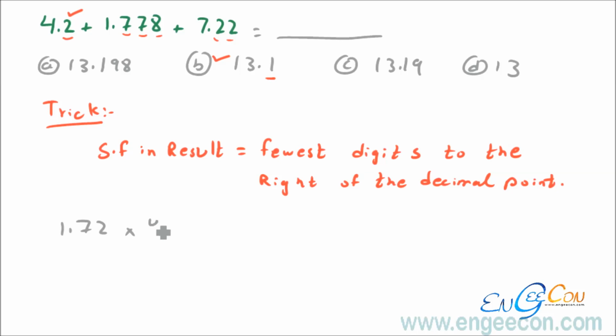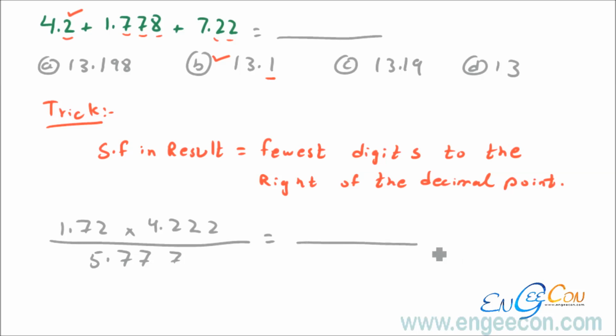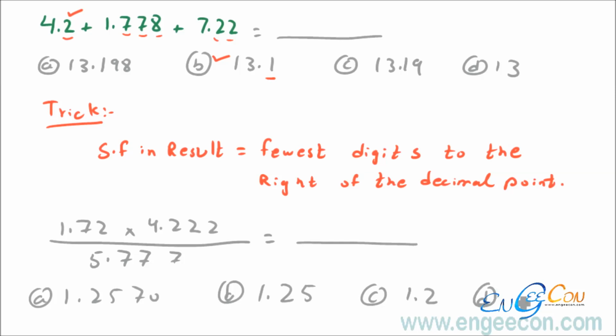1.72 multiplied by 4.222 divided by 15.777 is equal to what? What is the number of significant figures in the result, with choices of 1.2570, 1.25, 1.2, or 1.257?